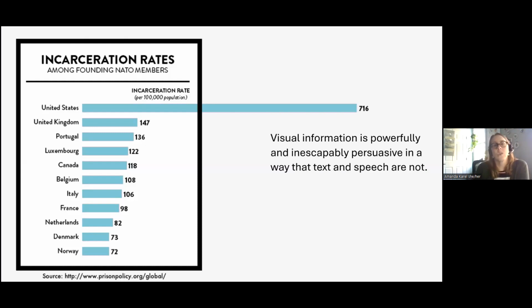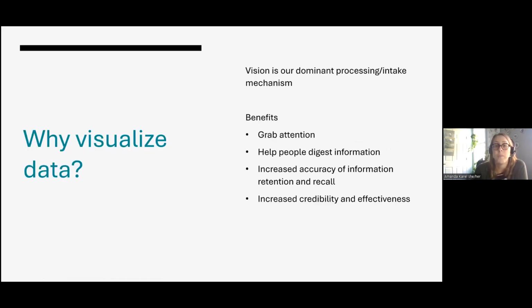Visual perception research has established that visual information is powerfully and inescapably persuasive in a way that text and speech are not. So why visualize data beyond that? Research has also shown that visualizations can increase perceptions of credibility and assessment. Particularly if it's a good visual, it will increase both perceptions of credibility and effectiveness.